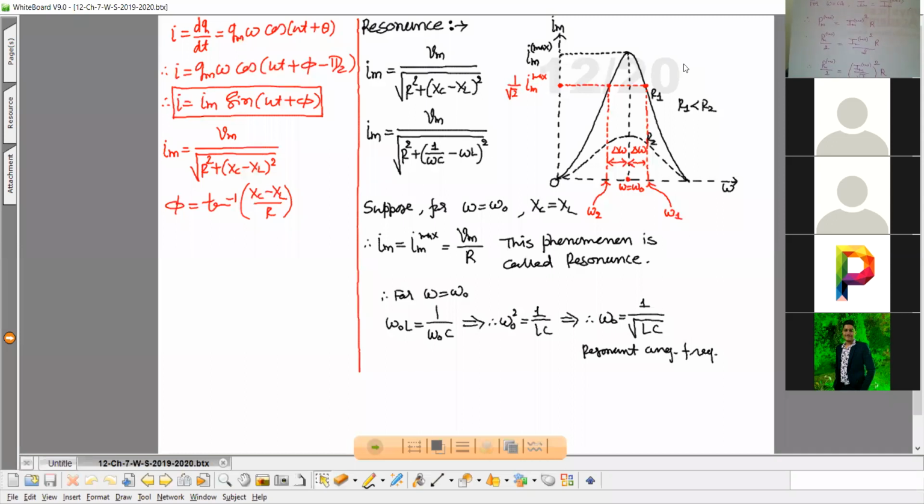Now divide both sides by 2. Then Pm maximum by 2 is equal to Im maximum square into R by 2. On the right side we can write Im maximum by root 2 whole square into R. Clear? So the meaning is, when our current is Im maximum by root 2, at that time power is half. Clear to all of you?